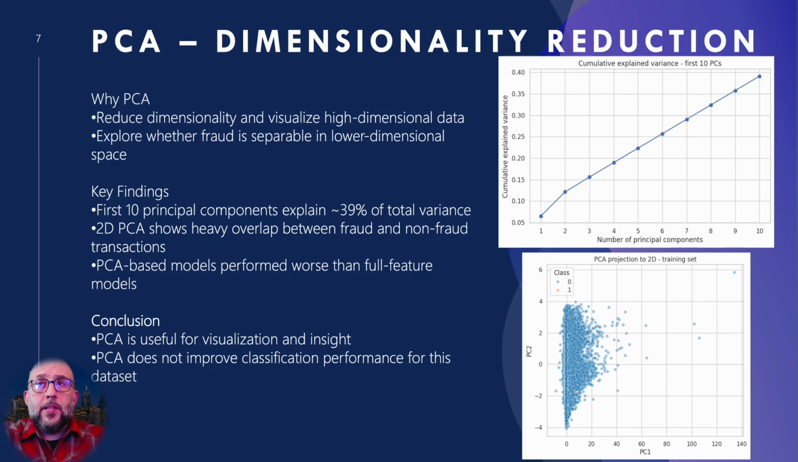I applied PCA to the scaled training data primarily for visualization and to test whether dimensionality reduction could improve classification. The first 10 principal components only explain about 39% of the variance, which already suggests information loss. When plotting the first 2 components, fraud and non-fraud points overlap heavily, meaning PCA does not clearly separate the classes. When I trained logistic regression using only the first 10 components, performance dropped, especially precision and ROC AUC. So in this case, PCA is helpful for understanding the structure, but not for improving fraud detection accuracy.